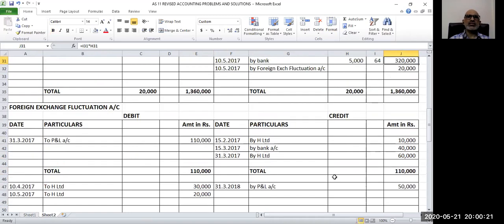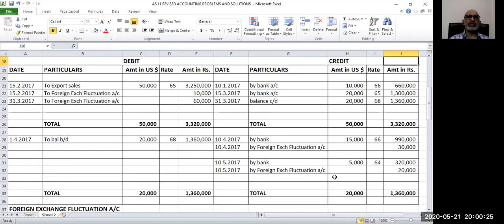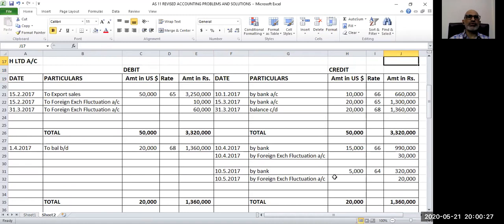I'll keep this view open for a couple of minutes so you can completely see now how the ledger account of H Limited appears here. We have debited export sales. We have credited sums received at various times. If there is a gain, we have transferred that gain to foreign exchange fluctuation gain account. And end of the year, we have carried forward the balance. That balance was taken to the next year.